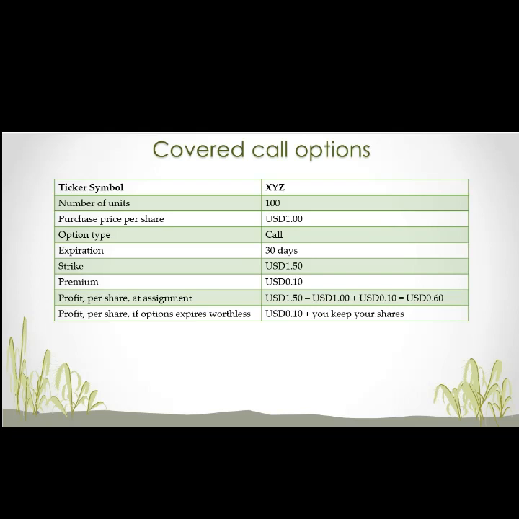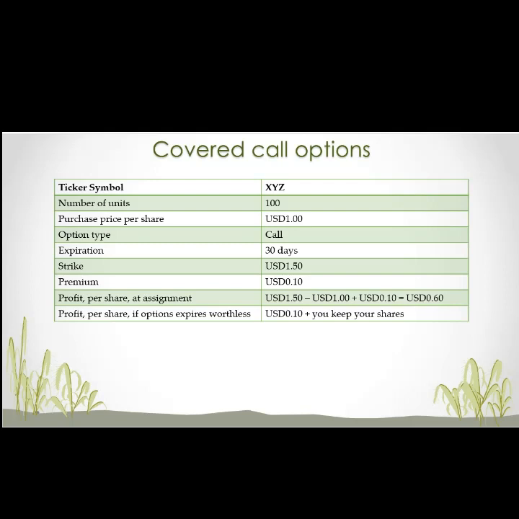So why would someone in their right mind give you 10 cents per share on a stock that you bought for $1 per share? Well, the buyer is anticipating that the price of XYZ will rise above the $1.50, and if that happens, they can then buy these shares from you at a price that will be lower than the market price. You, on the other hand, are giving up the potential additional profit that could come if the price goes above the $1.50 mark.